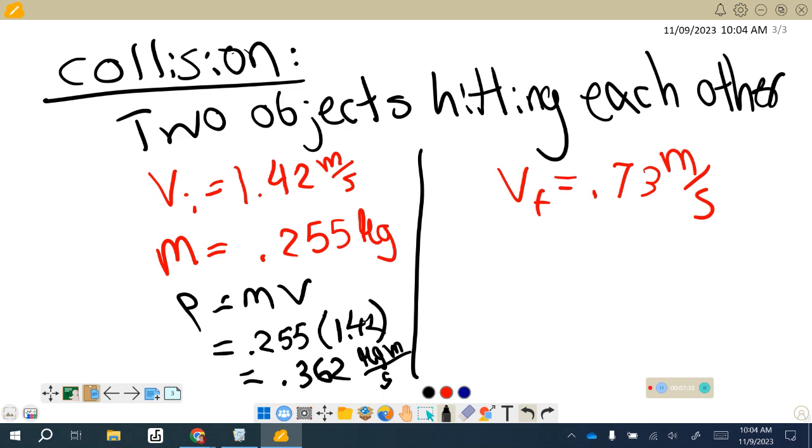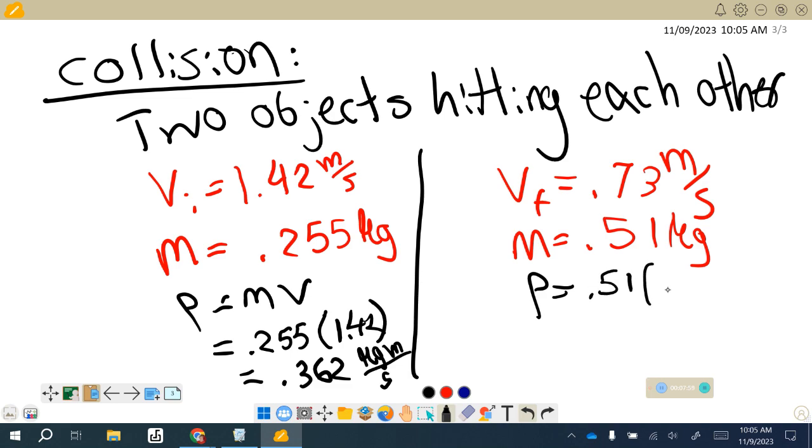Now, after the collision, the two objects hit each other and stuck together. So when I'm considering the mass of the object, I'm going to kind of pretend like the two carts stuck together is one object, and I'm going to use 0.51 kilograms as the mass, because that's just one of the cart's masses doubled. Okay? So here we go, solving for the momentum. It's going to be 0.51 times the velocity of 0.73.